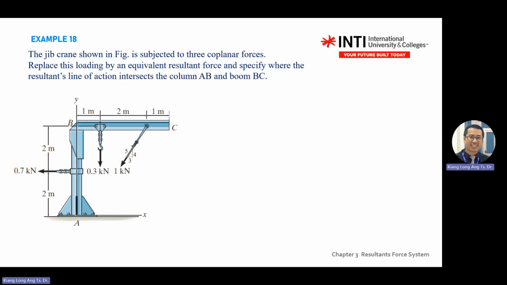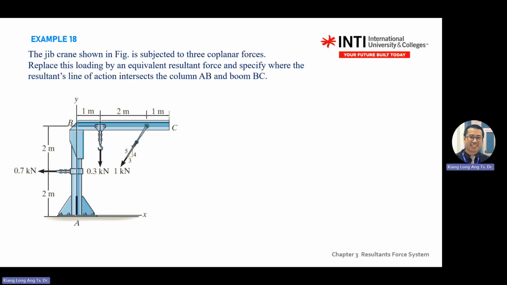Example 6. Again, it asks you to find the equivalent or resultant force and moment. Specify where the resultant line of action intersects the columns AB and DC. This one is more on the application. Okay, so you're given all the things there. You don't know where the line is, where the location is for the equivalent.